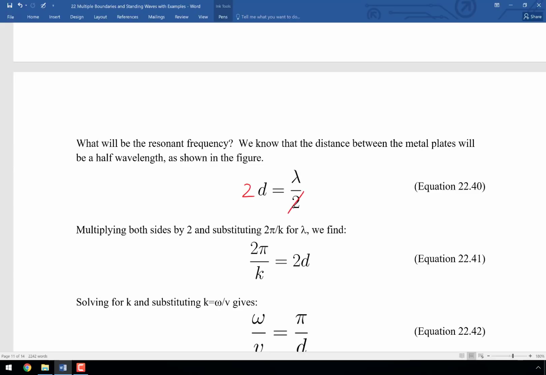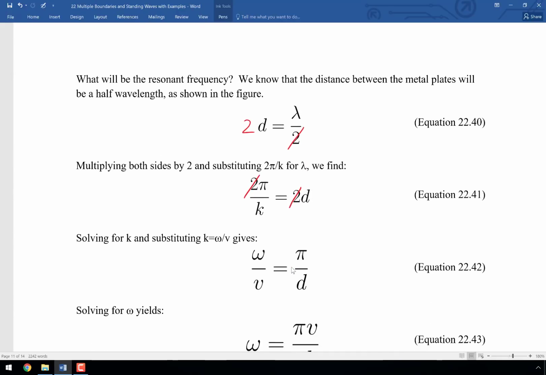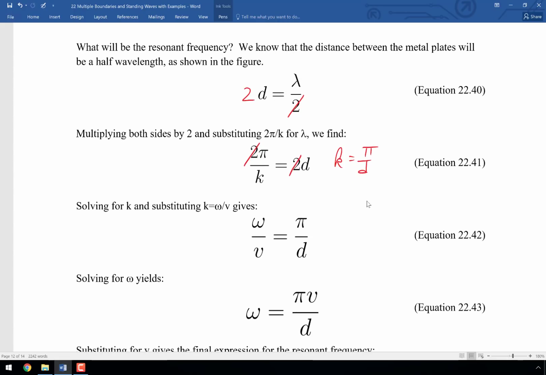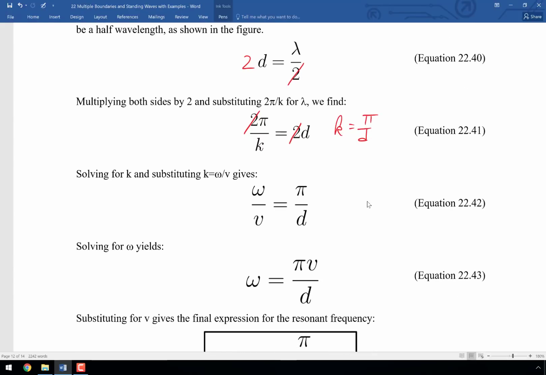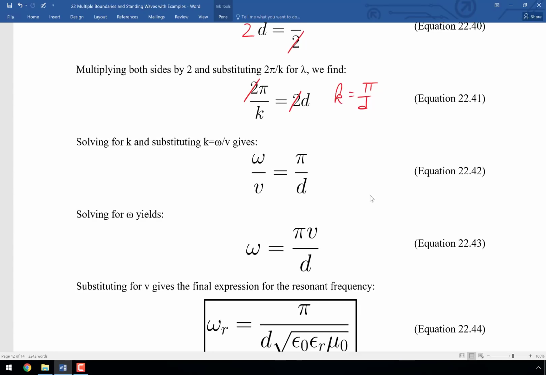And we know that lambda is equal to 2 pi divided by k. So 2 pi over k is equal to 2d. Cancel out the 2's. Solve for k. So we find that k is equal to pi over d. But we also know that k is equal to omega divided by v. So omega divided by v is equal to pi over d. We can then solve that for omega, pi times v over d.